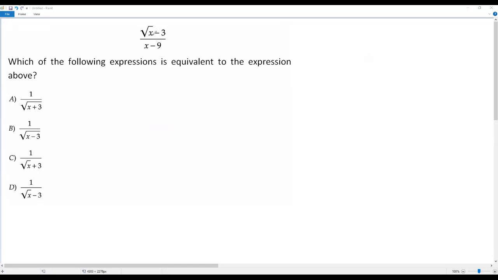Square root of x minus 3 over x minus 9. Which of the following expressions is equivalent to the expression above? In the given answer choices, we have to find the one that is equivalent to this expression. For that, we can do some simplification on the given expression.